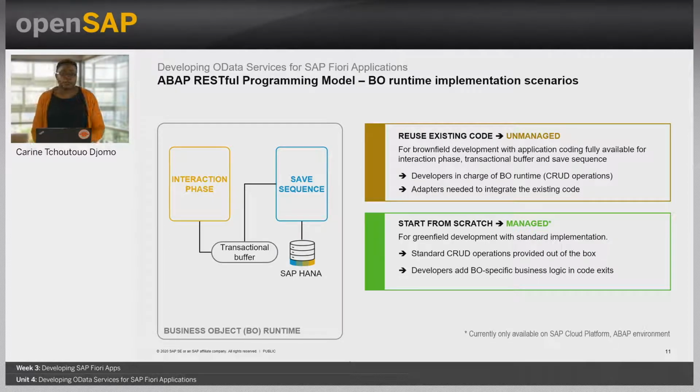In the second scenario, the developers want to start from scratch. Here, the RAP application infrastructure provides standard create, read, update, and delete operations out of the box. No single ABAP code line is required for that. The developers can then focus on adding the BO-specific business logic in dedicated code exits using the managed implementation. This scenario is currently only available on the SAP Cloud Platform ABAP environment. In general, the ABAP RESTful programming model is available on SAP Cloud Platform ABAP environment, as well as on SAP S/4HANA, starting with release 1909.